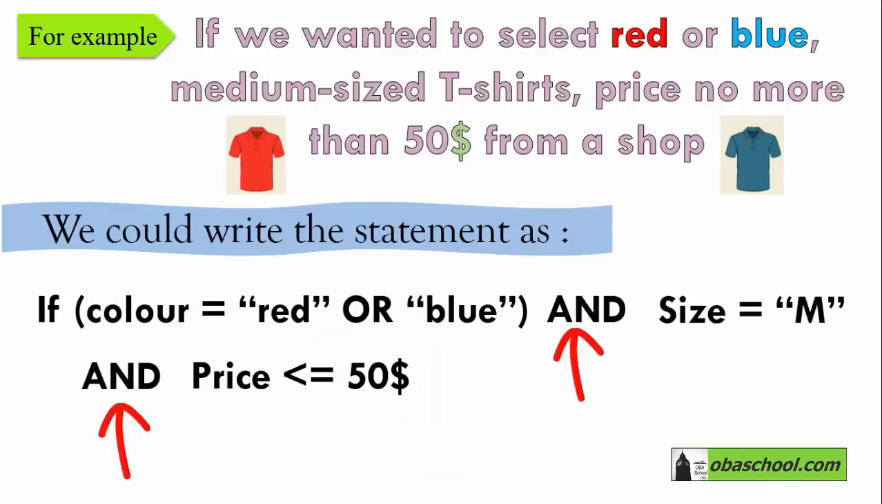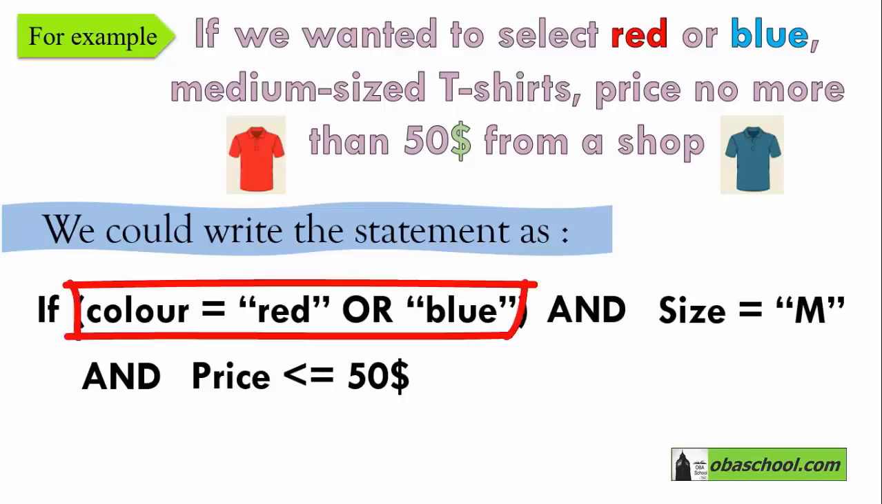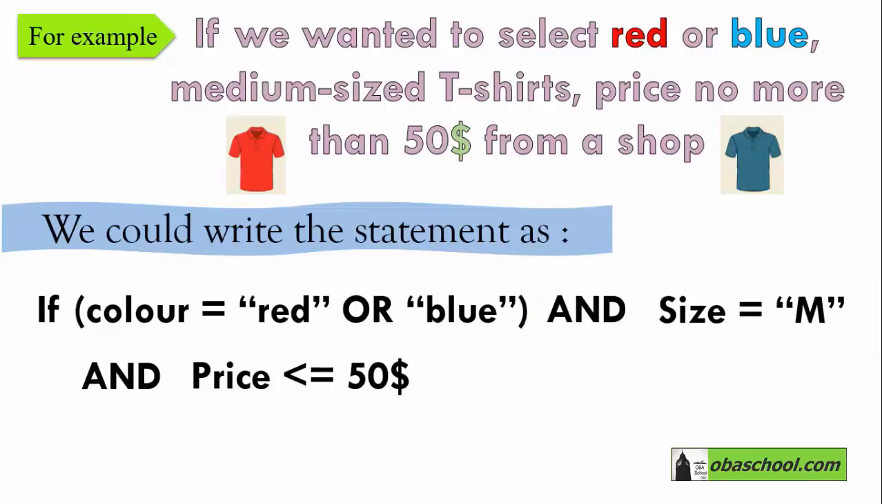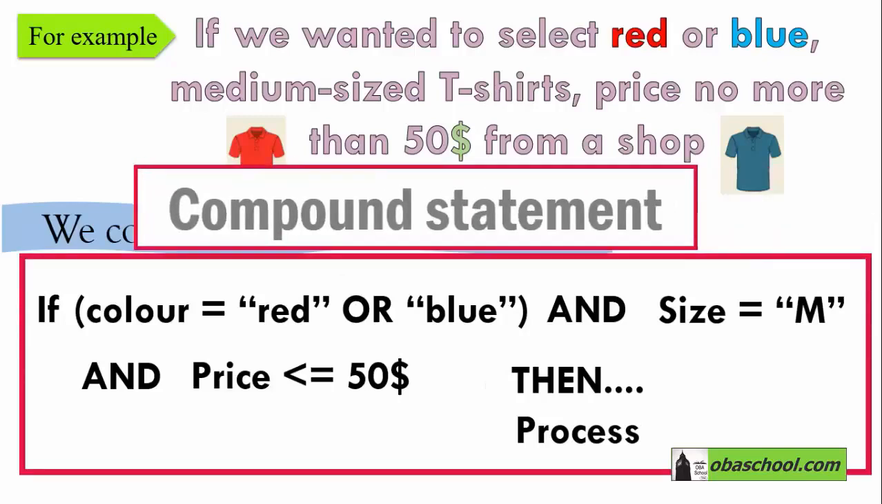The word and here plays an important role, because if any condition is false or not achieved, then all of this will not work. The three conditions here, which are 1. Color, 2. Size, 3. Price, should all be achieved in order for this to work. If they are all achieved, then process. That means run this code. This code here is a compound statement.